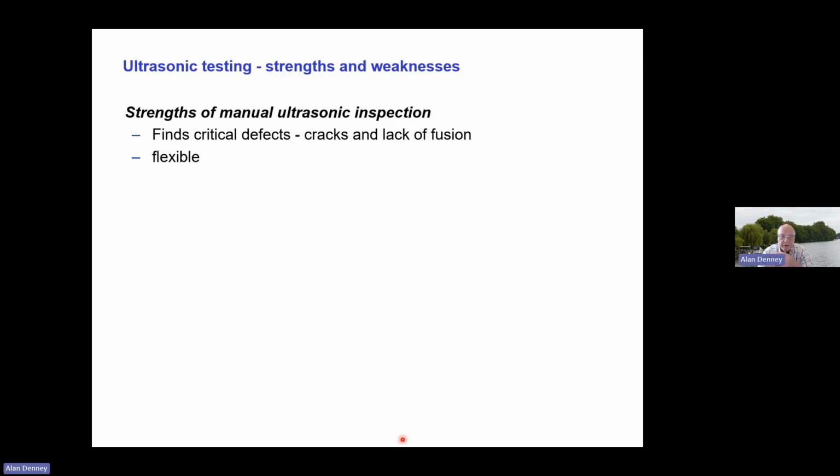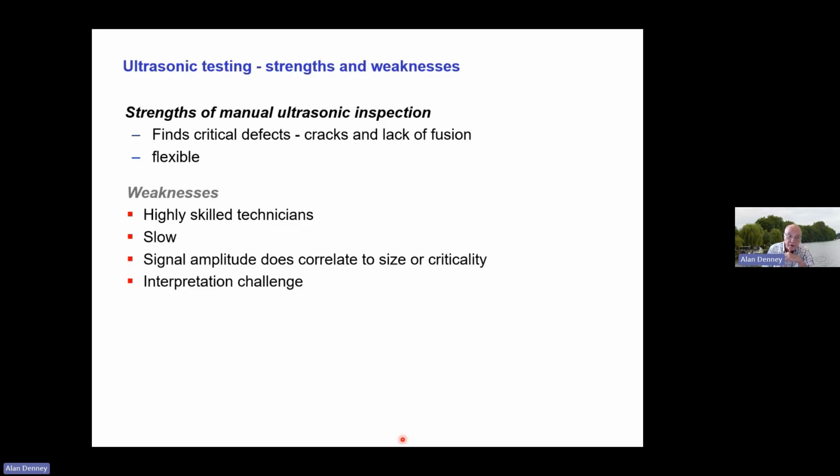So what are the strengths and weaknesses of UT? The strengths are that it can find the critical defects, which are the planar defects, cracks, and lack of fusion. It's a very flexible process, obviously. What are the weaknesses? It requires highly skilled technicians to do it. A lot of training is involved with those guys. They also need to know something about welds and a bit of an understanding about welding technology in order to be able to do the interpretation.